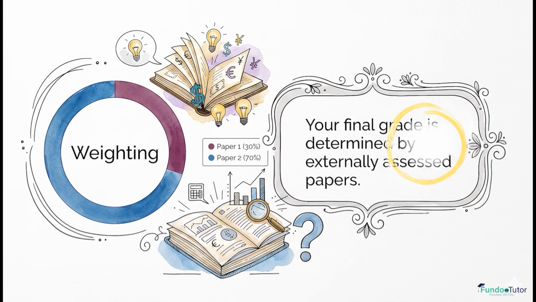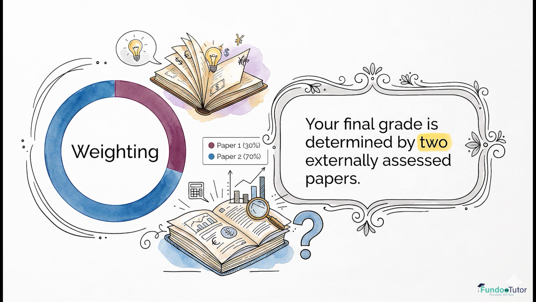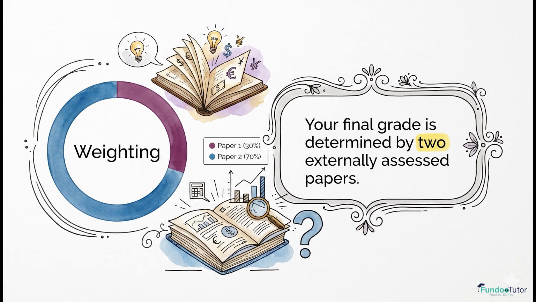Okay, this is probably the most important slide. Your entire grade is based on 2 exams. You've got Paper 1, which is worth 30% of your total marks, and then you have Paper 2, which is the real heavyweight, coming in at a massive 70%. Knowing this split is absolutely the first step in building your study plan.